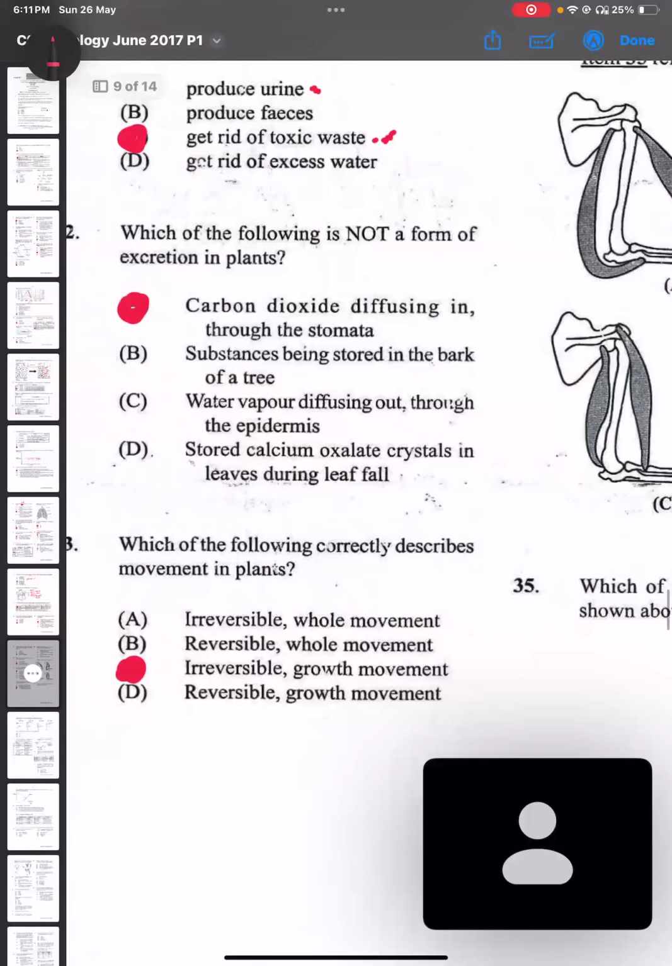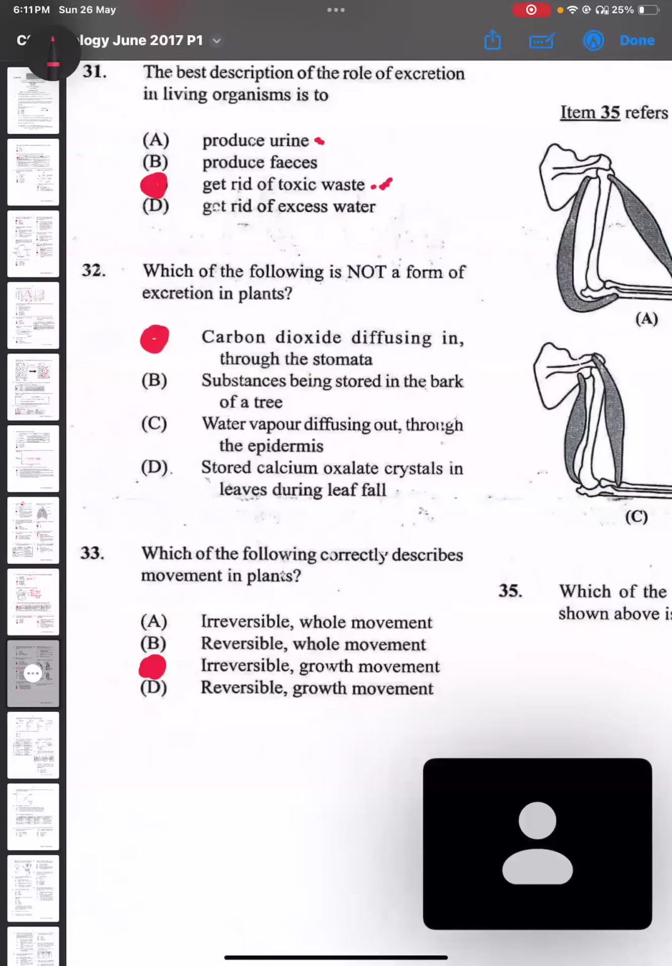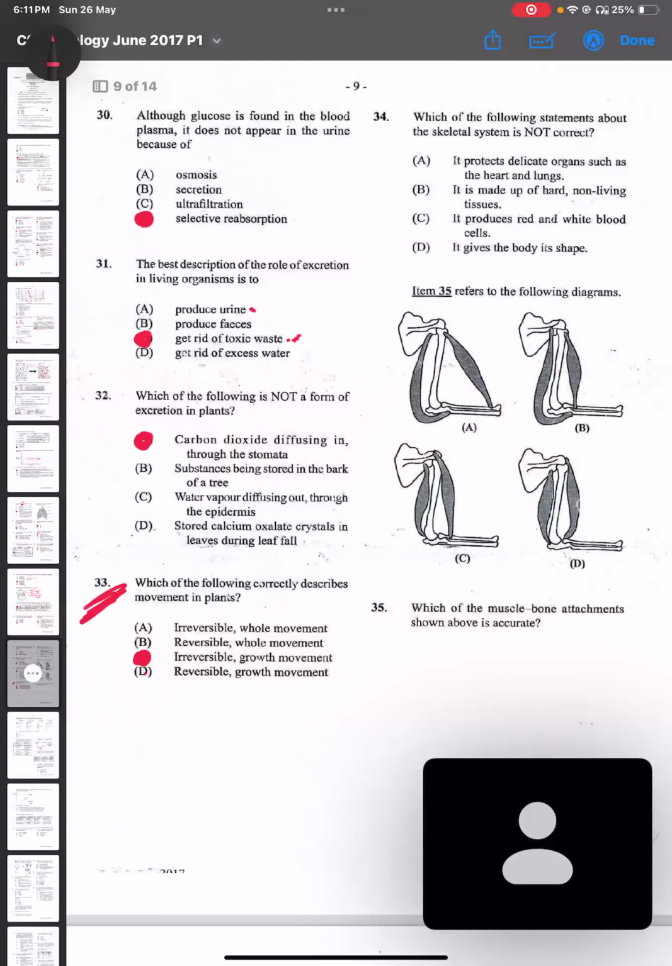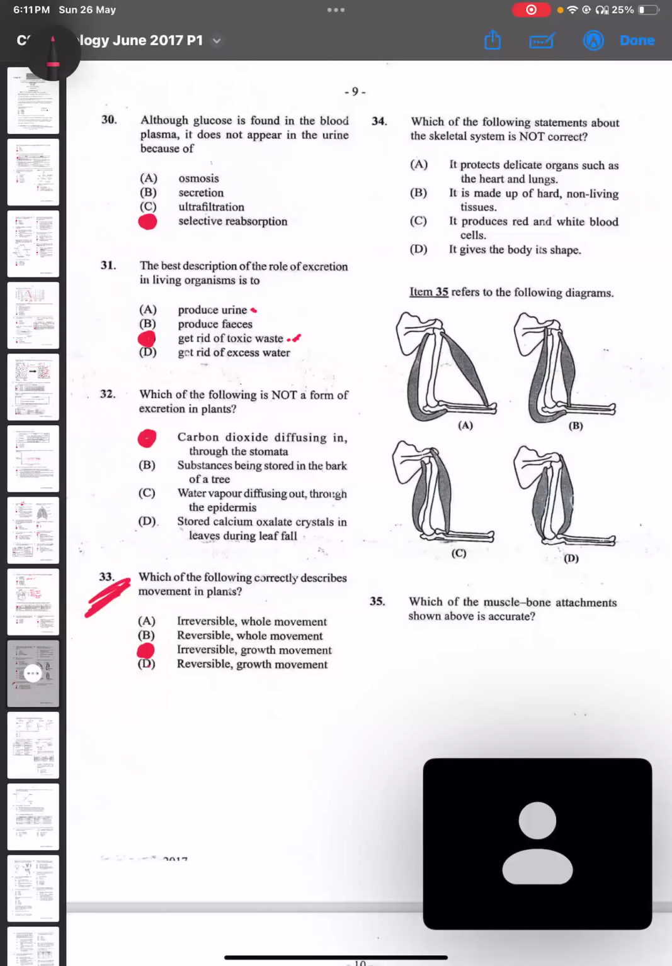Because the growth movement is more than likely not reversible. Even though it is growing in that direction, it may be. That's why I say I don't like this question, because you have to work it out in your brain. Which one? So you say only 33. I'll come back to that. You have to think about that a little bit more. But it is between C and D. So we're going to see which one is the best answer. For growth movements, it is usually referring to the tropic. But as I said, we'll come back to question 33.